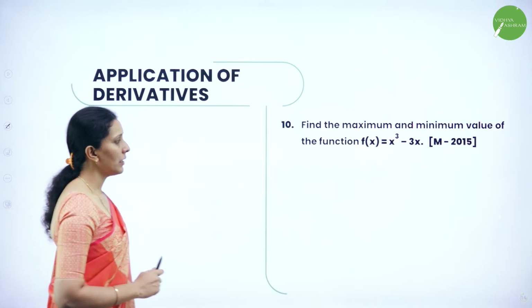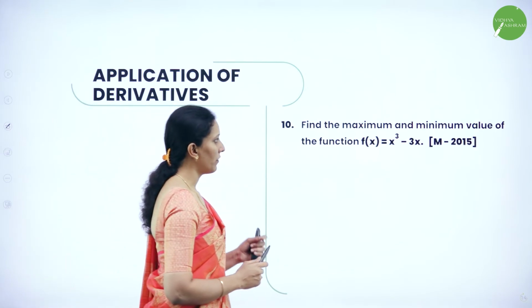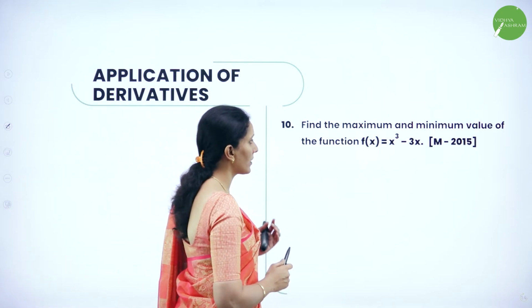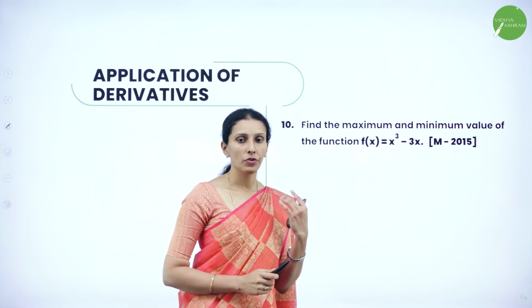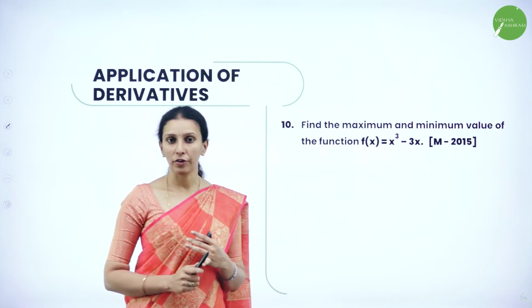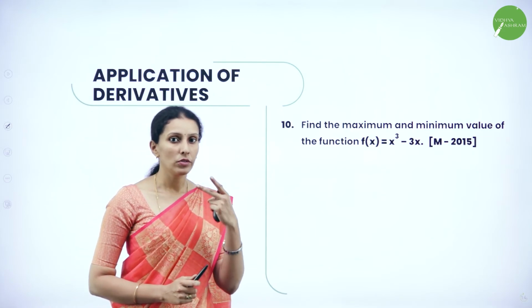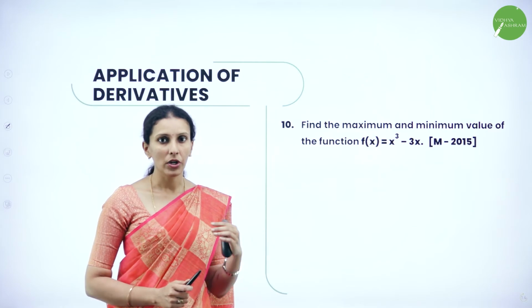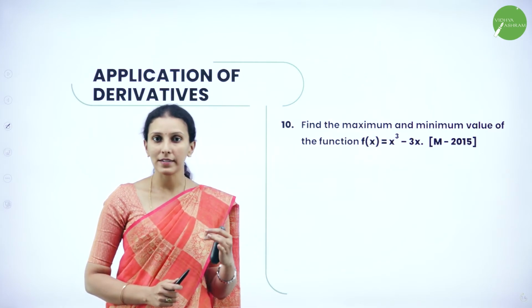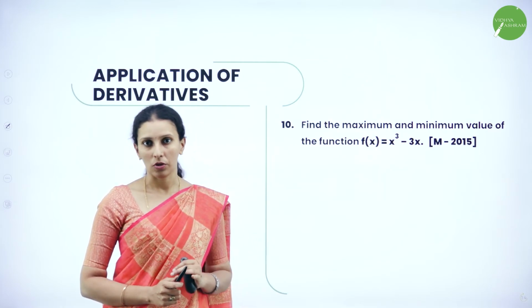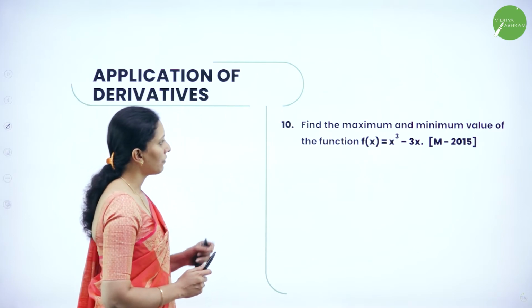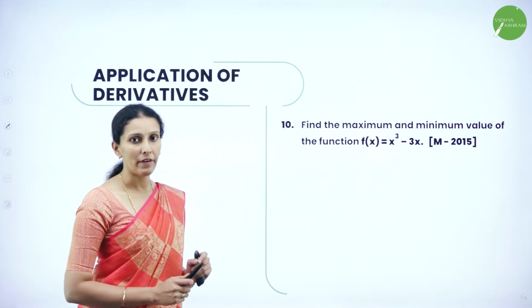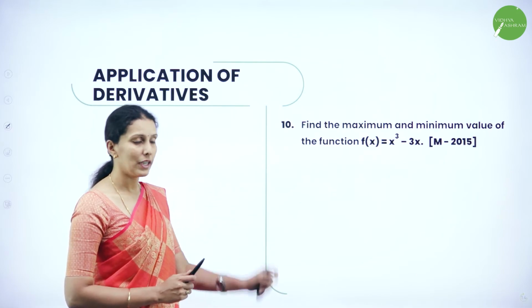Next, find the maximum and minimum value of the function f of x is equal to x cube minus 3x. So this is also one of the important questions which you may get for 3 marks. Since you have 2 3-mark questions from this chapter, one will be from the rate measure, the other will be either from maxima or minima or from the total cost function. Now here we have to find the maxima and minima of the given function.